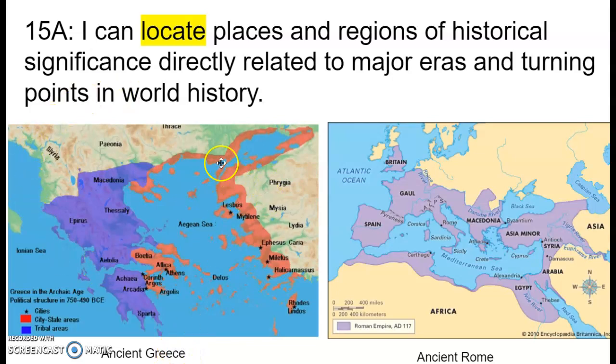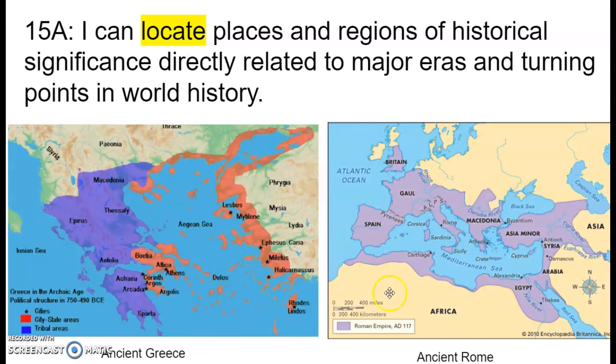So looking at this map, here's ancient Greece, and then ancient Rome, where ancient Rome was located. Okay, so you're looking at geographical maps here of where both civilizations emerged and developed. So ancient Greece is right here, and then ancient Rome is right here.